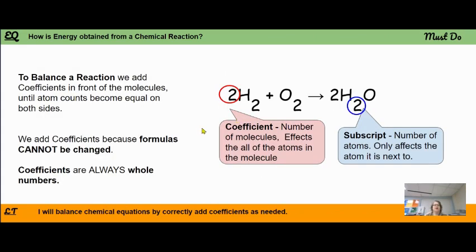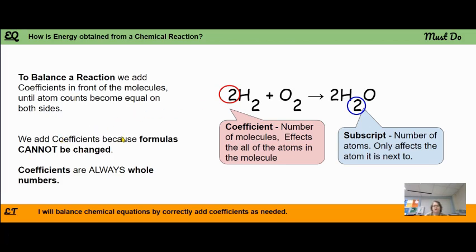So to balance a reaction, we add coefficients in front of the molecules until the atom counts become equal on both sides. Remember, the coefficient is the number in front of the molecule. It's the number of molecules, and that number affects all of the atoms in that molecule. As opposed to the subscript, we never, ever, ever change the subscript. If we change the subscript, we're changing the molecule. We don't want to do that.